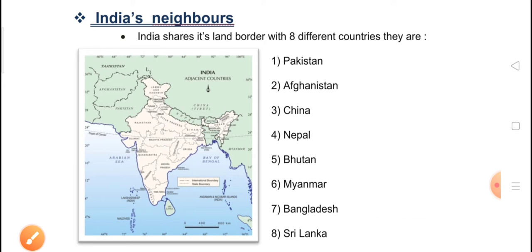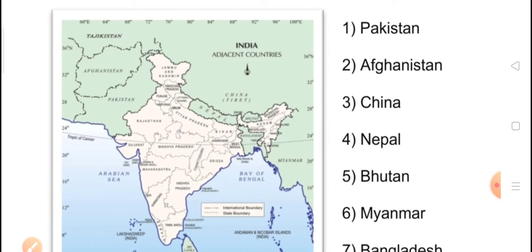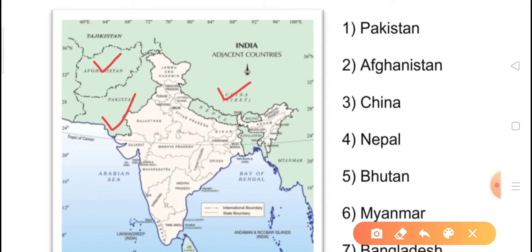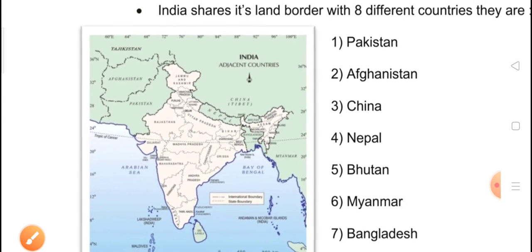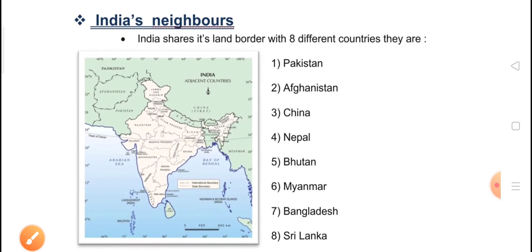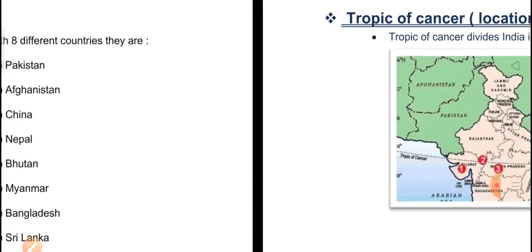So India shares its land boundary with 8 different countries and they are Pakistan, Afghanistan, China, Nepal, Bhutan, Myanmar, Bangladesh, and at last Sri Lanka in the south. So these are the 8 countries with whom India shares its land boundary.